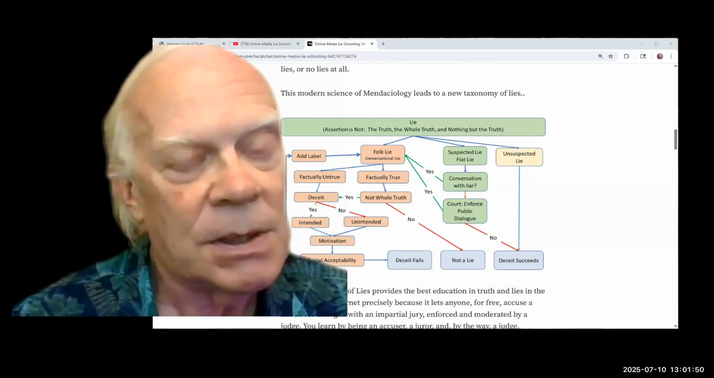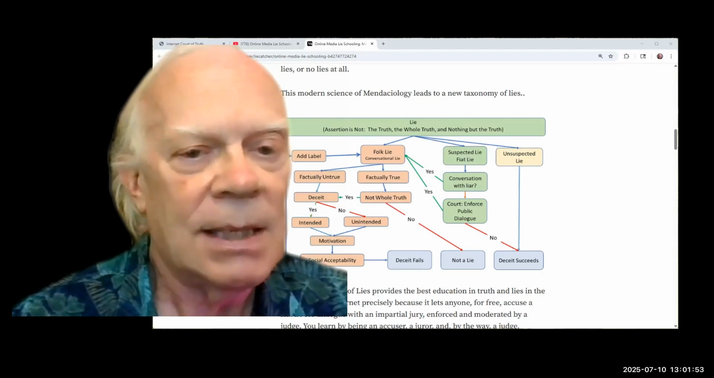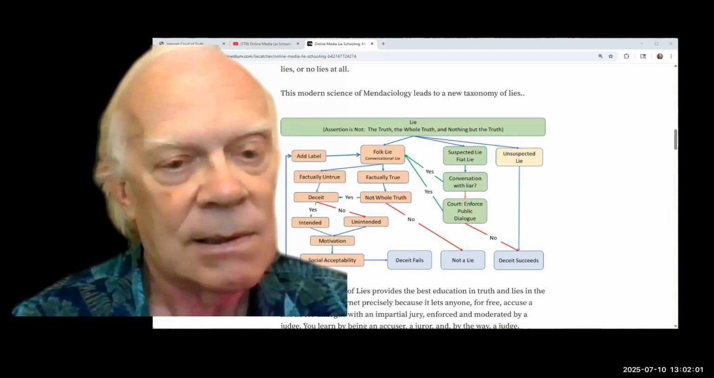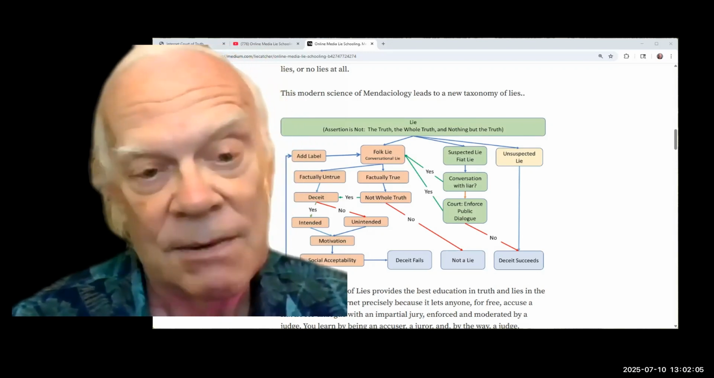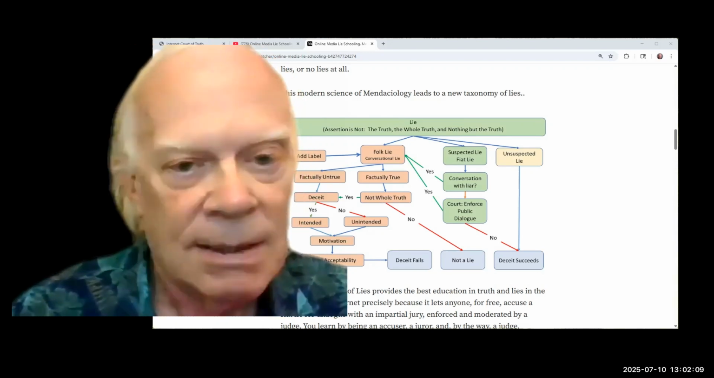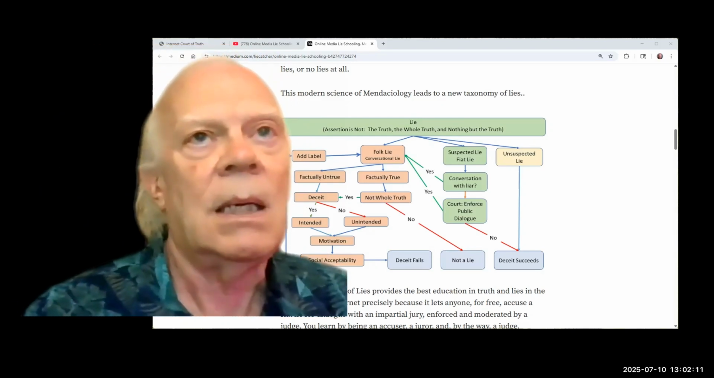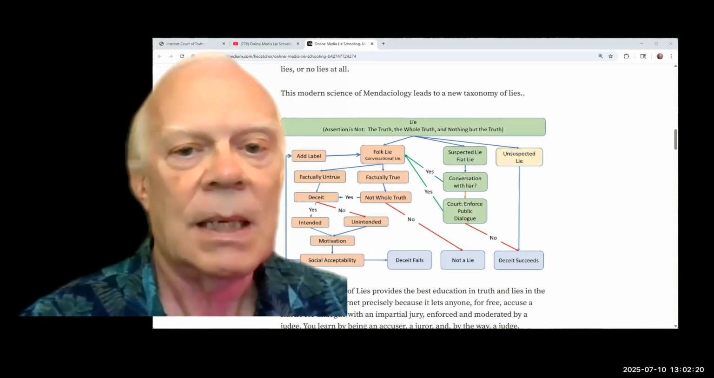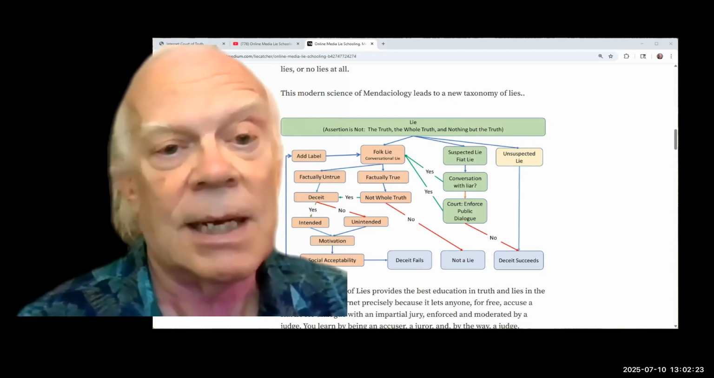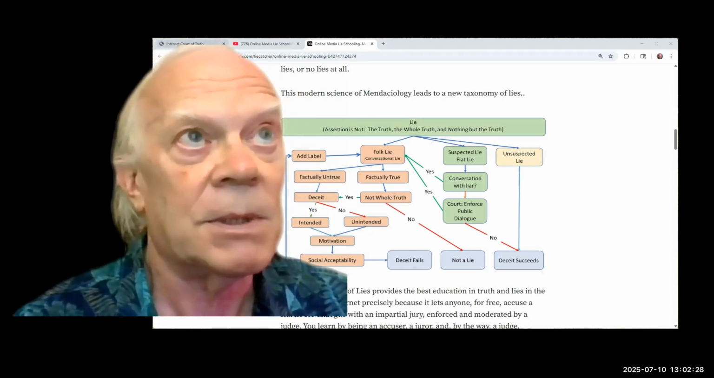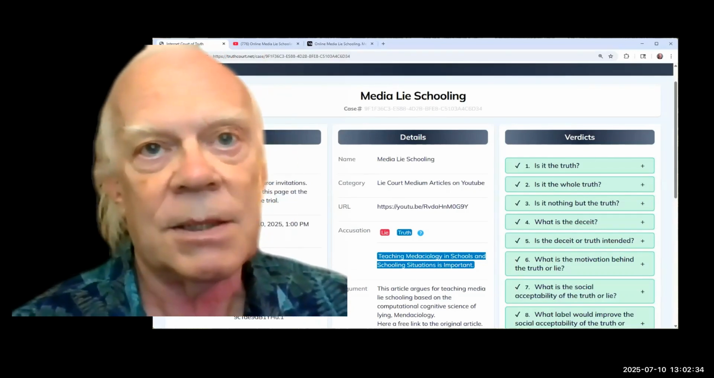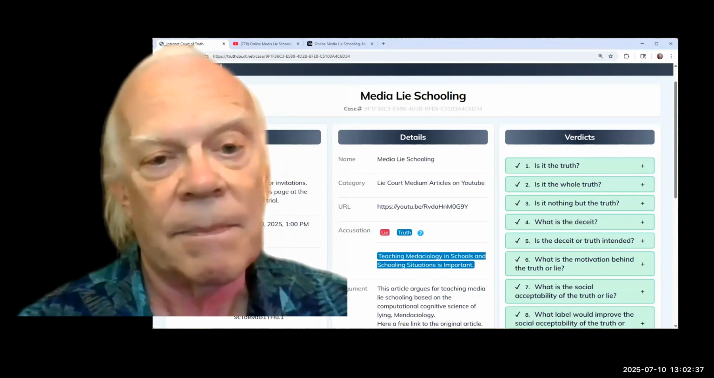One of the things I had noticed was that lies had no taxonomy. In other words, there was not a formal way to classify lies and thereby classify deviations from the truth that had to do with lies. This paper partially shows you that taxonomy, and I'll describe it to you in a second, but this is basically what this paper is about. The case I'm trying is true that teaching Mendaciology in schools and schooling situations is important.